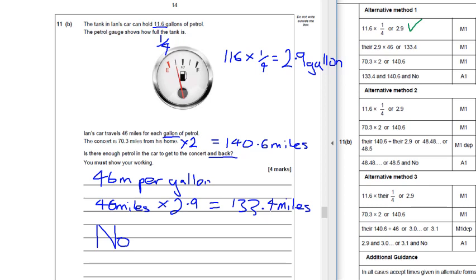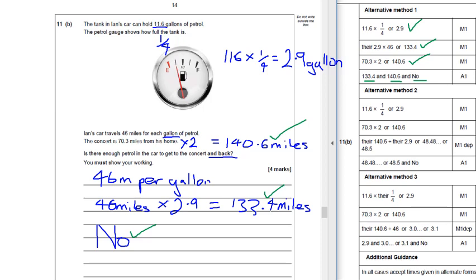I've done that, the 2.9 times the 46, 144. We've done the 70 times 2, and we've got the answer now. Normally, if you've got that number and that number, you normally get the marks, but you've got to show that number, and you've got to say no. If you forget to answer the question, you lose a mark, or you haven't earned the mark.